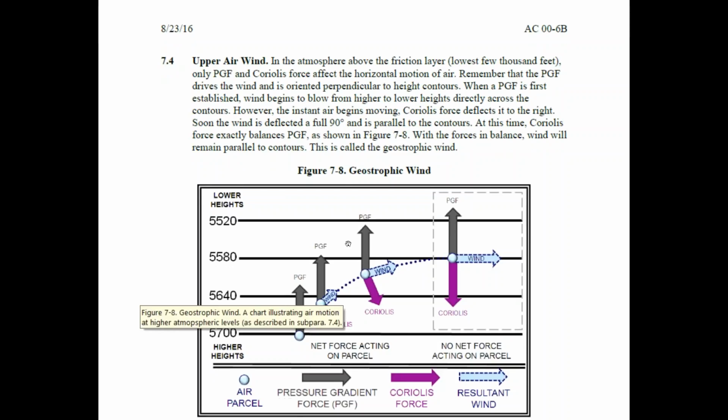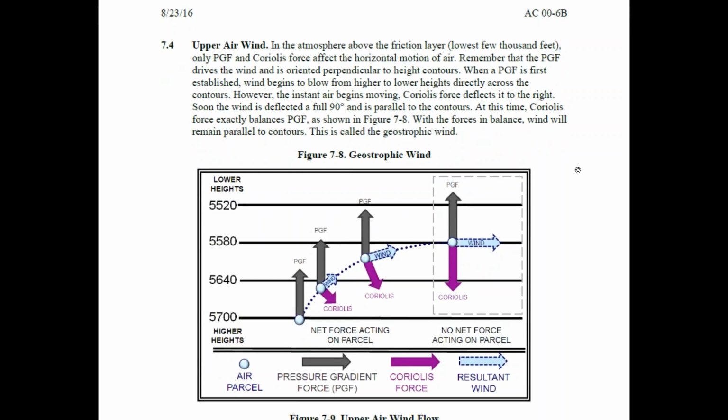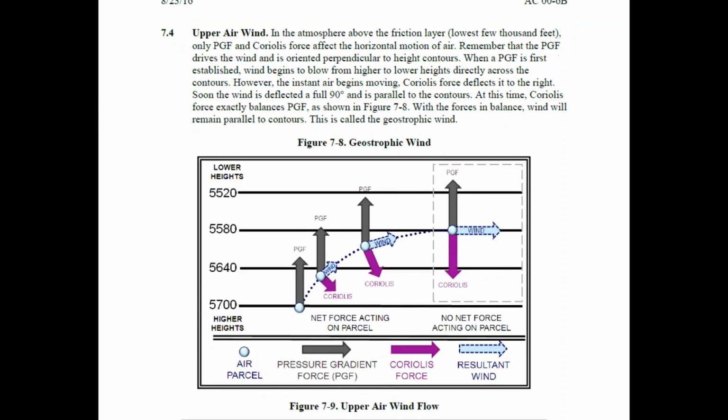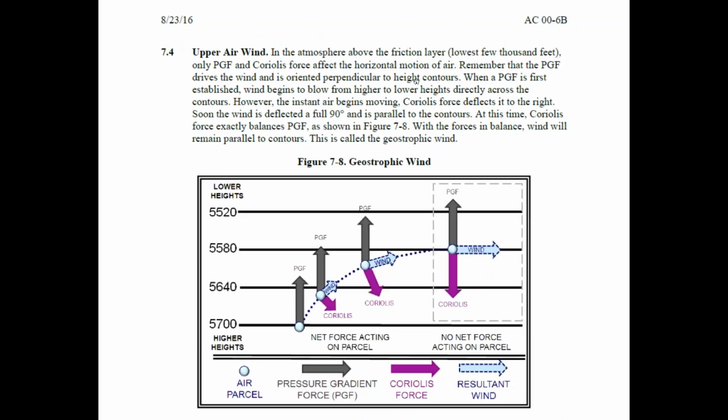So, yeah. Upper air wind, let's jump to that. Upper air wind in the atmosphere above the friction layer. Let's see, the lowest few thousand feet. This is basically just saying in the atmosphere above, so the friction layer is just basically the level at which the Coriolis friction effect takes place, but only the pressure gradient force and the Coriolis force affect the horizontal movement or motion of air.